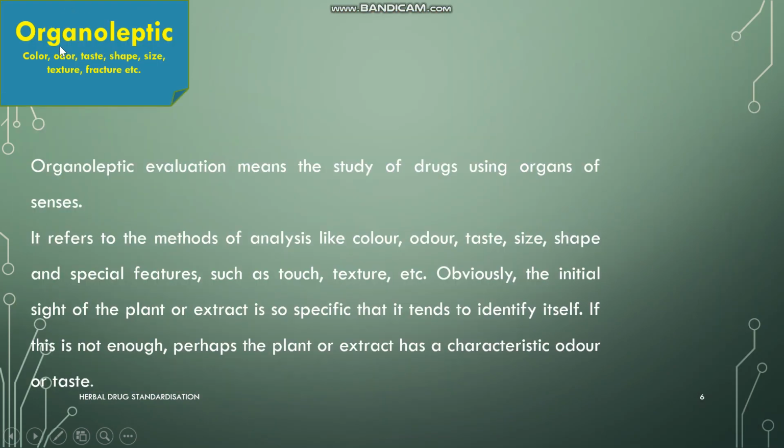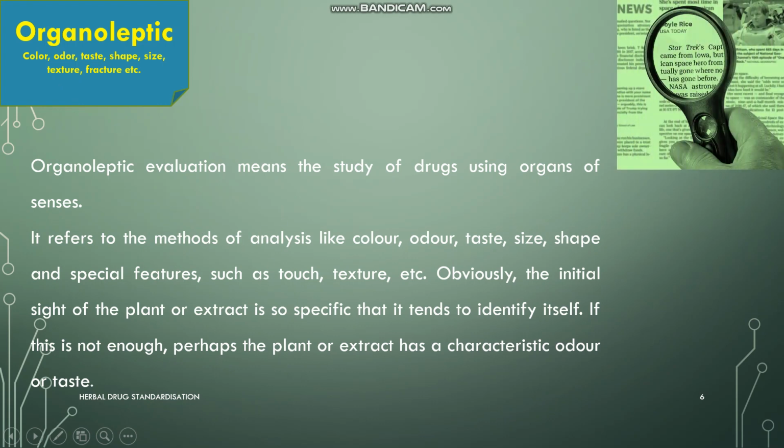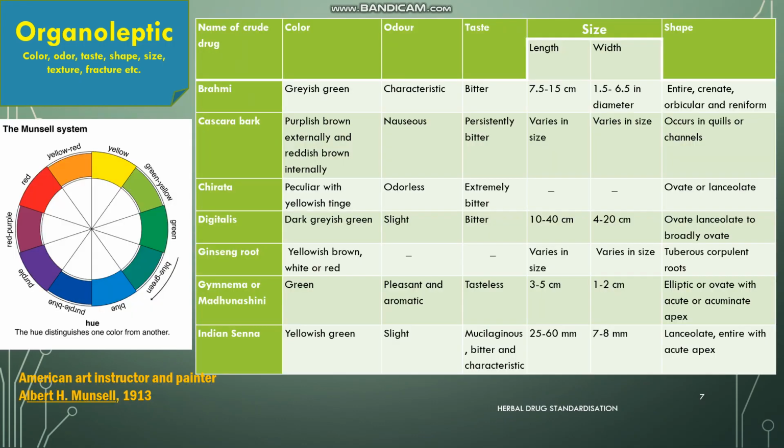The first one is the organoleptic. These are the morphological parameters like color, odor, taste, size, shape, texture and of course the fracture. By observing with the naked eye or using a magnifying glass, we can predict the morphological characteristics of different herbal medicines or crude drugs. So these are the organoleptic parameters, or you can say the organoleptic evaluation.